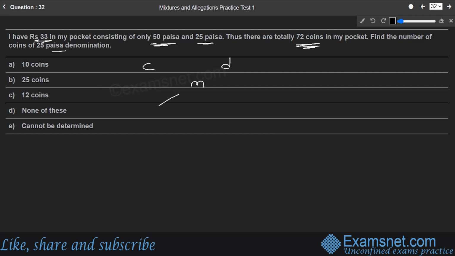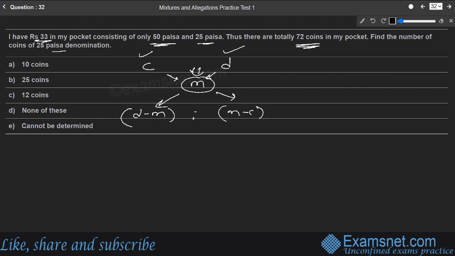C, D, M: C is the cheaper type of quantity, D is the costlier type of quantity, and M is the mean price that should become by mixing, and in what ratio they should be mixed up to give you the mean price as M. That ratio is nothing but D minus M is to M minus C. We can make use of this fact.